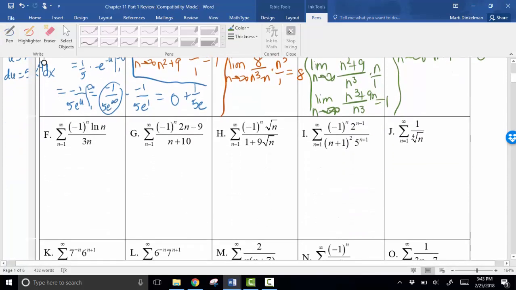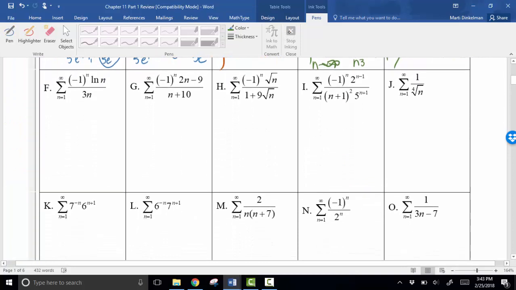Okay, let's see if we can scroll to the next group. So on letter F, again, alternating. In fact, F, G, H, and I are all alternating. So I'm going to take the limit as n approaches infinity of the non-alternating part of all of them. And I'm wondering if that is 0 in each case.